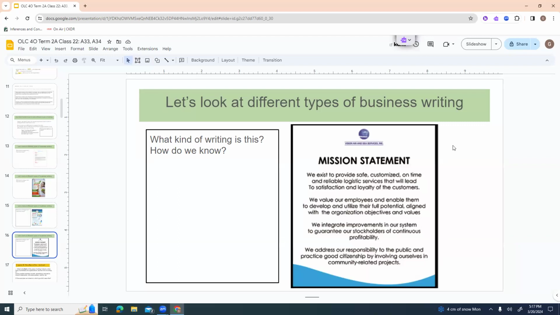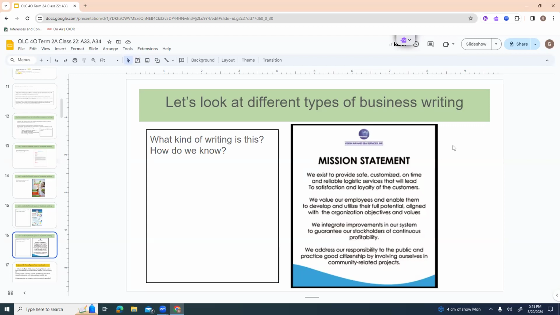We exist to provide safe, customized, on-time, and reliable logistics services that will lead to satisfaction and loyalty of the customers. We value our employees and enable them to develop and utilize their full potential, aligned with the organization objectives and values. We integrate improvements in our system to guarantee our stockholders of continuous profitability. We address our responsibility to the public and practice good citizenship by involving ourselves in community-related projects.